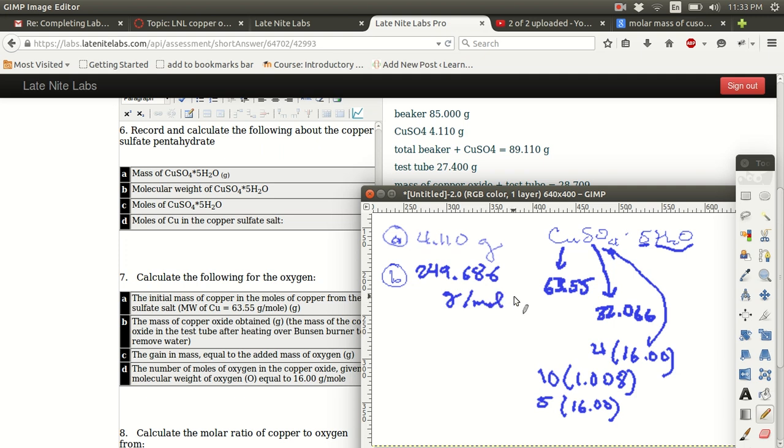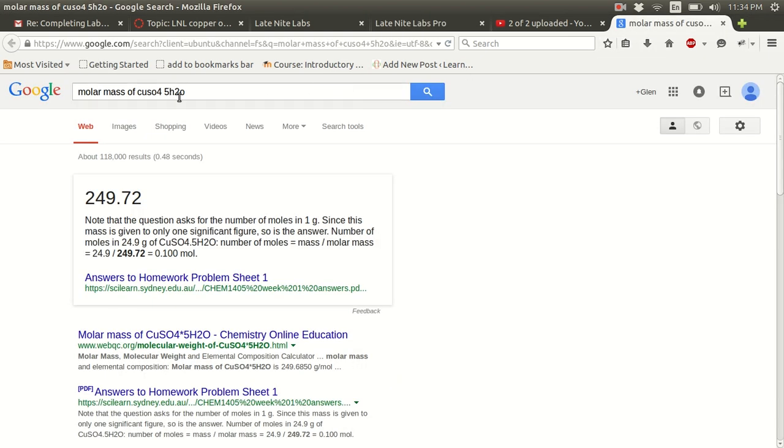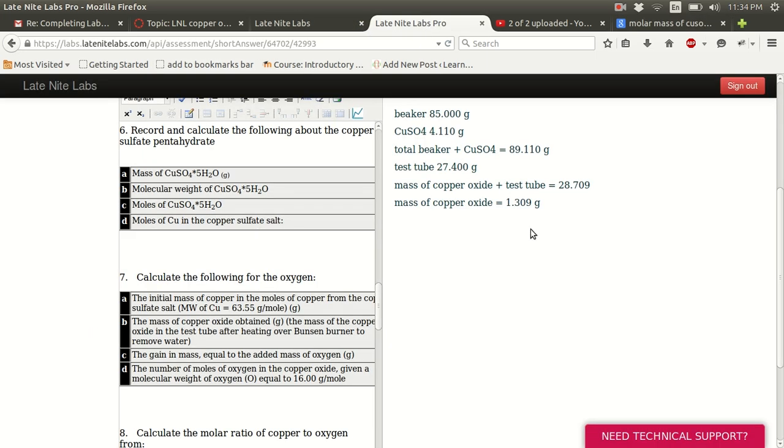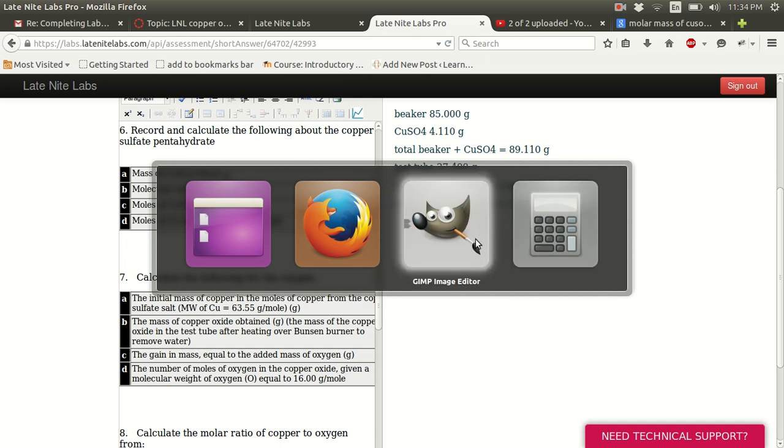All right. Now the other way to calculate that, since this is an online course, is to just Google. If you Google molar mass and then you type in the formula, you don't even have to respect the capital letters. You know, Google will figure it out for you. It's very nice, right? You do have to include the 5H2O, however. Otherwise, you get the wrong answer. Okay, yeah, that was a little complicated, right?